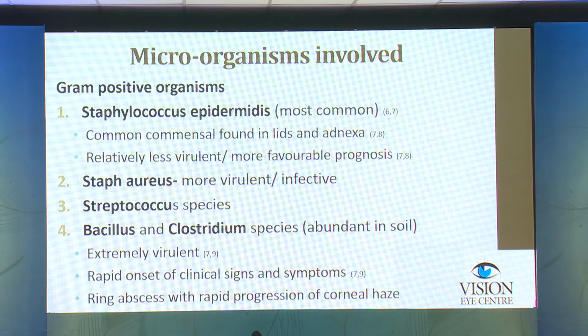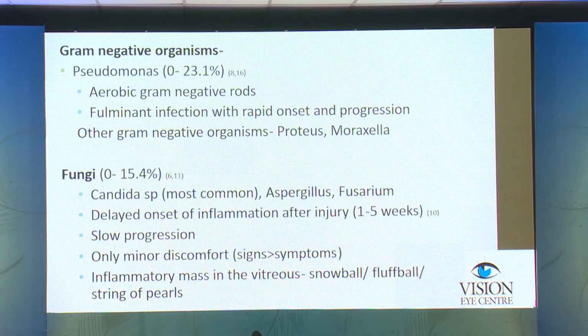In contrast, Bacillus is another common organism in post-traumatic endophthalmitis, and Clostridium. These are abundant in soil and produce an extremely virulent infection, with rapid onset of clinical signs and symptoms, typically associated with a ring abscess early, and it progresses rapidly with progression of corneal haze. Among the gram-negative, Pseudomonas is the most common organism, again associated with a fulminant infection with rapid onset and progression.